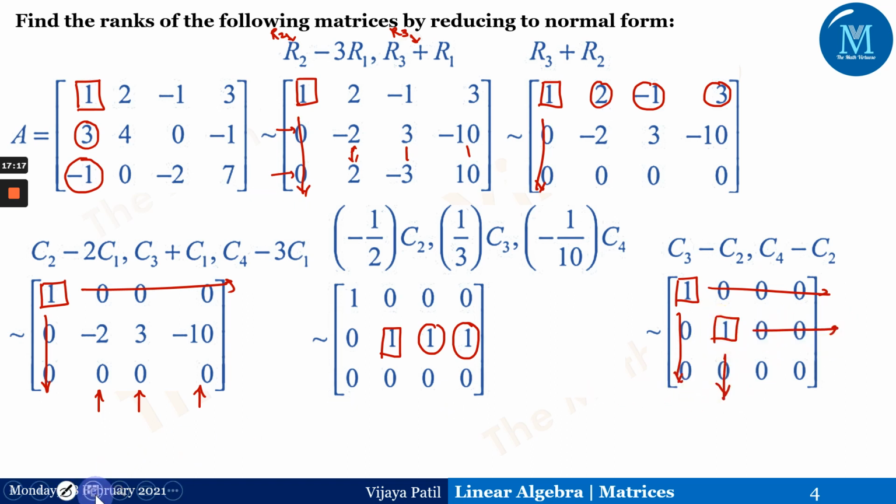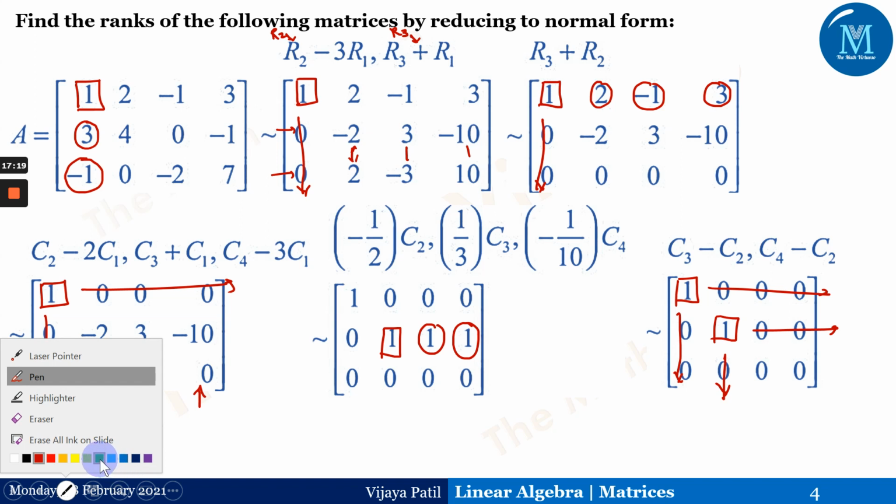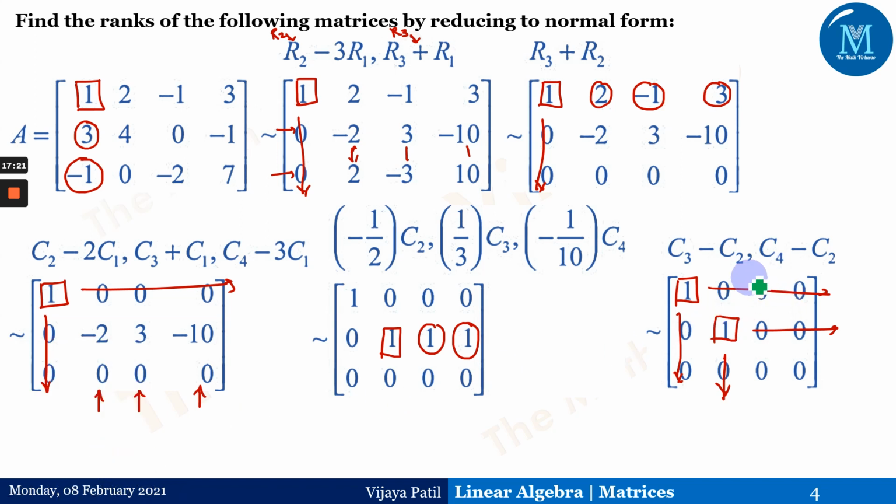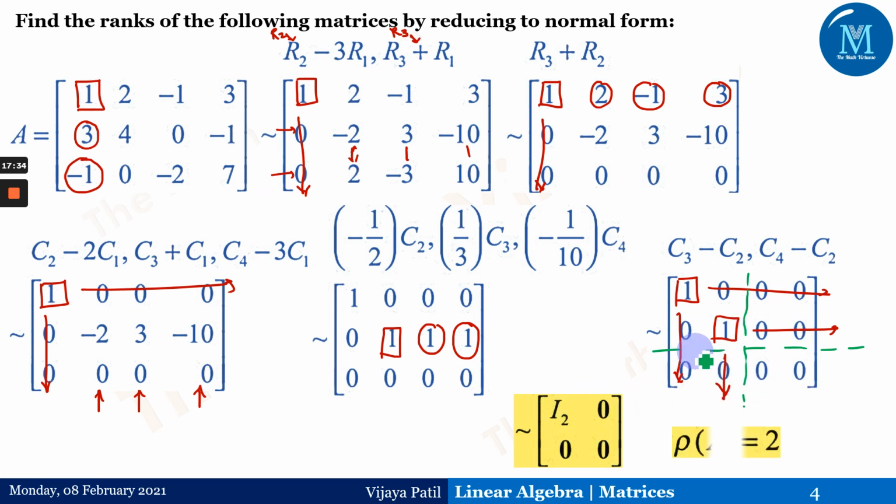Now we have to do the partitioning of this particular matrix. After doing the partitioning over here, if you observe, we have got I2 0 0. So these are the parts. This is 1 0, this is another 0, this is a third 0. 1 2 3, I2, right? And therefore the rank of the matrix A is equal to 2. So this is what you can do.